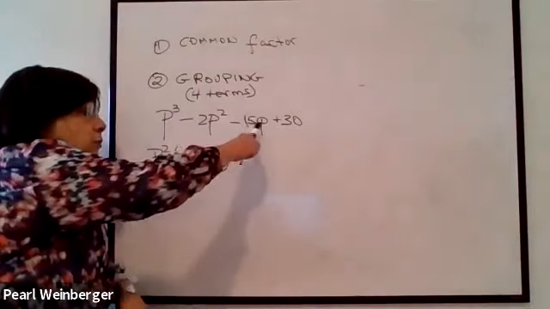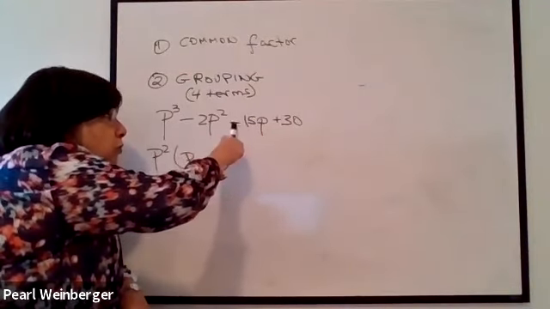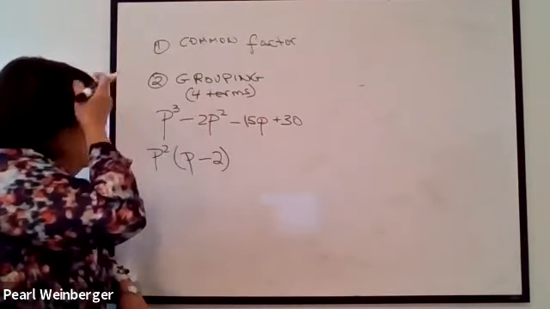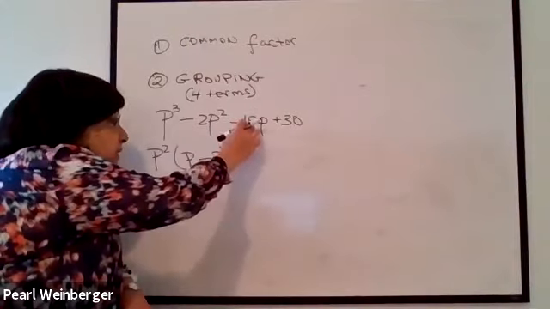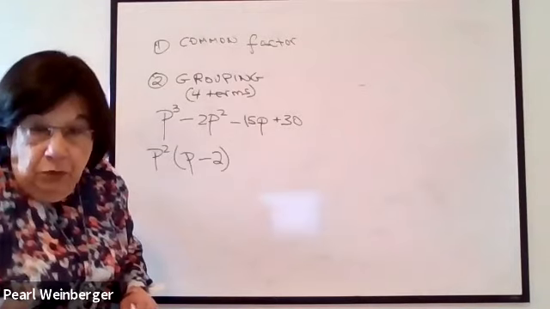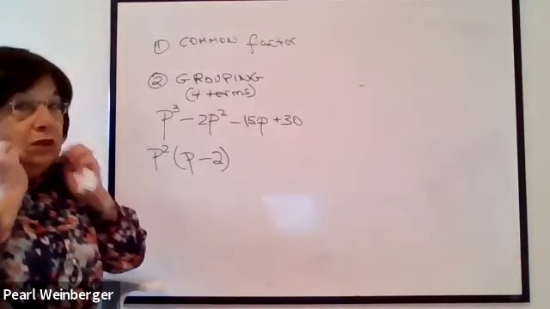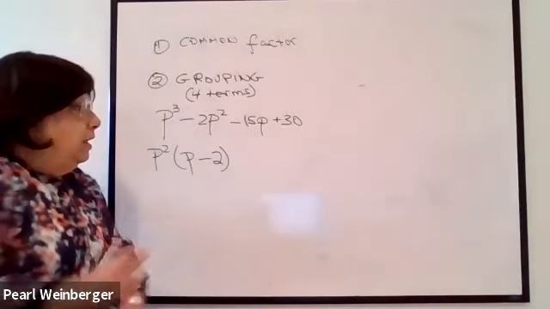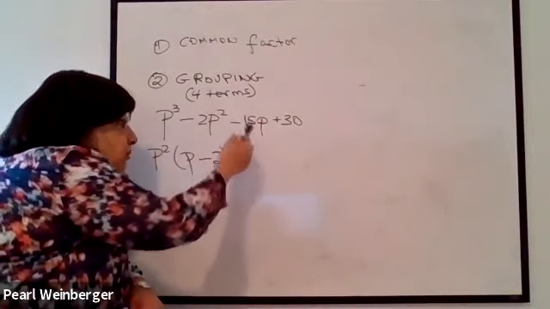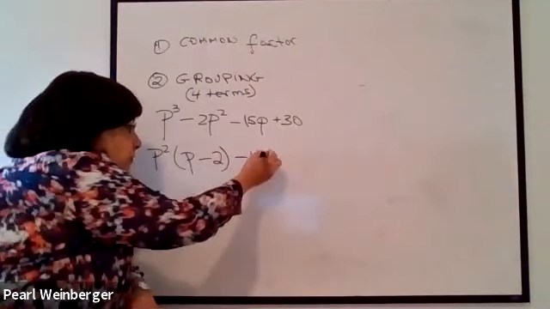Okay, now I go to my second group, which is negative 15p plus 30. First of all, the leading coefficient of the group is negative 15. Remember what I said, when your leading coefficient is negative, you include the negative as part of your common factor. So since this is 15 and 30, I'm not going to do plus 15, I'm going to do negative 15. My common factor is negative 15.